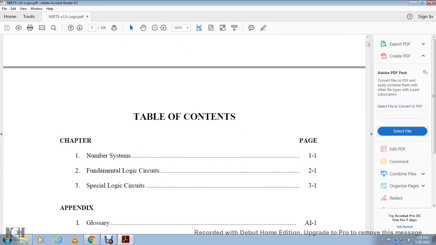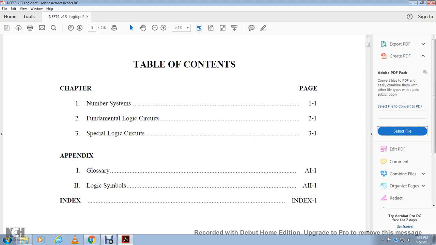Chapter 1, Number Systems. Chapter 2, Fundamental Logic Circuits. Chapter 3, Special Logic Circuits. Appendix 1, Glossary. Appendix 2, Logic Symbols. Index.